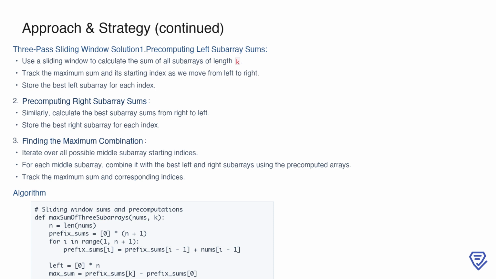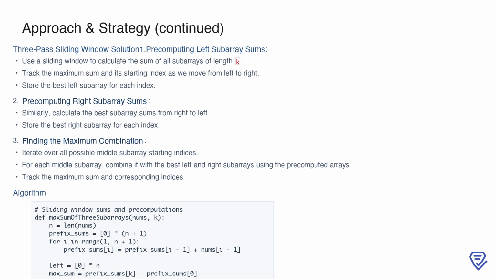The chosen solution uses a 3-pass sliding window strategy. First, we pre-compute the best subarray sums for the left side. By iterating from left to right, we calculate the sum of all subarrays of length k using a sliding window. As we move, we track the maximum sum seen so far and store the index of the best left subarray for each position. Next, we do the same for the right side, but this time iterating from right to left. This allows us to pre-compute the best right subarray for each position.